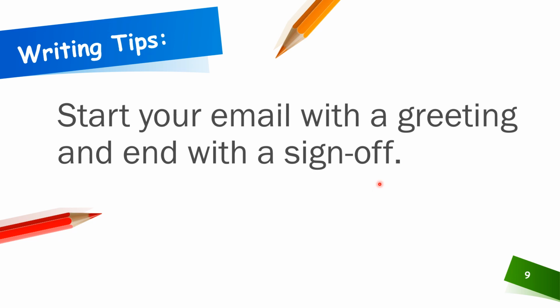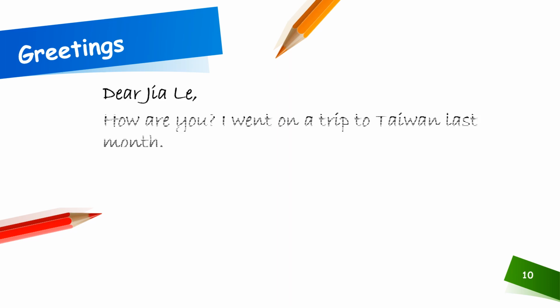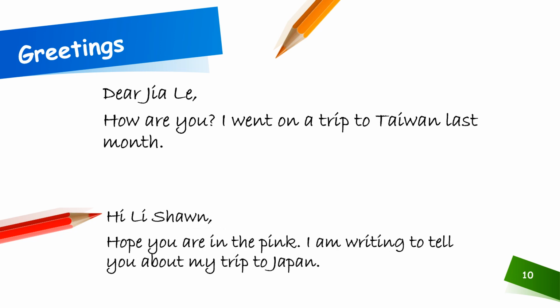Next, when we write an email, remember to start the email with a greeting and end with a sign off. Now, when we write a greeting, we can say, for example, Dear Jiale, how are you? I went on a trip to Taiwan last month. Or you can say, Hi Li Shan, hope you are in the pink. I'm writing to tell you about my trip to Japan.